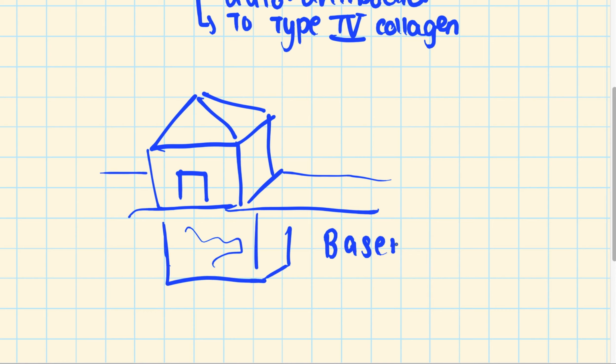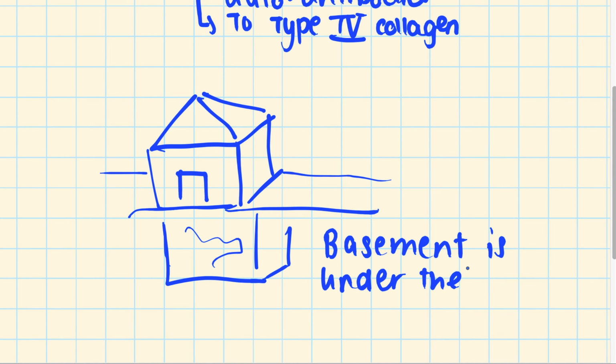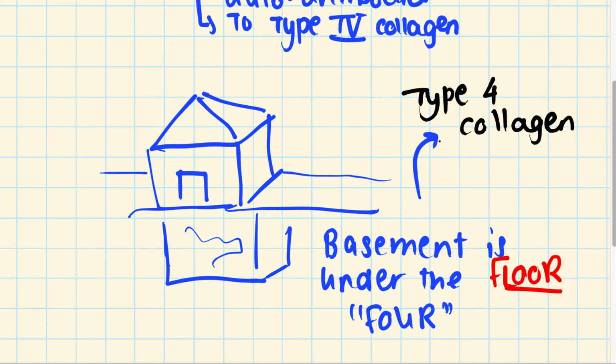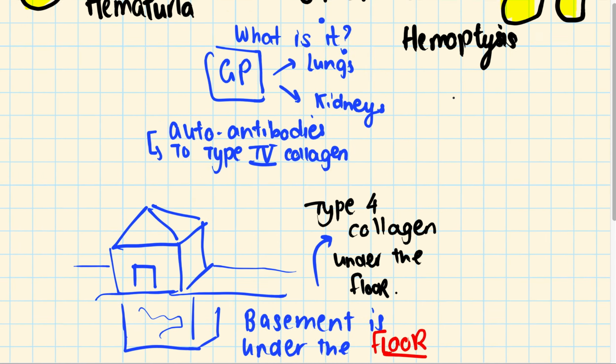Here you can see that whenever there's a house and you look under the house, under the floor is the basement membrane. So if the basement membrane is under the floor, that helps you remember that type 4 collagen is found in it, and the glomerular basement membrane consists of type 4 collagen. So remember, basement under the floor, type 4 collagen helps make up your glomerular basement membrane.